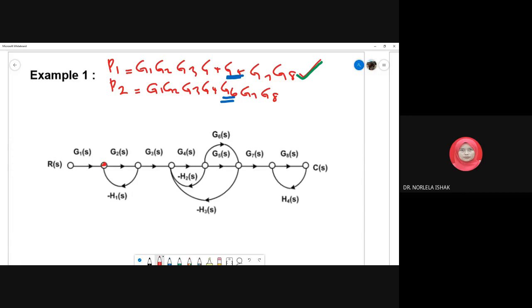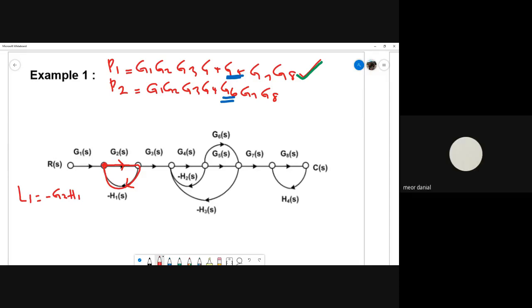Meaning we start from here, we follow the arrow, and then you can come back to the start node. Okay, betul tak? You follow the arrow ni. Okay, so meaning L1 equal to minus G2 H1. Okay, that's your loop number 1. Okay, some more loop.